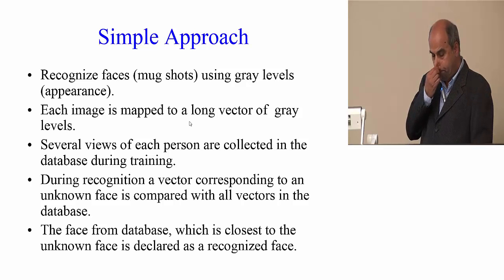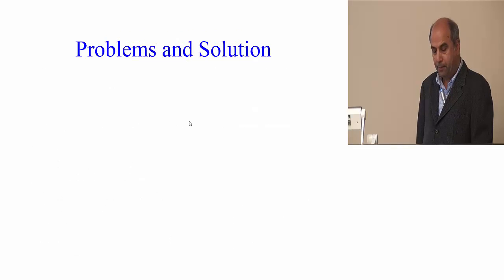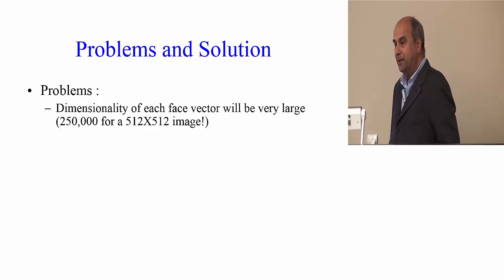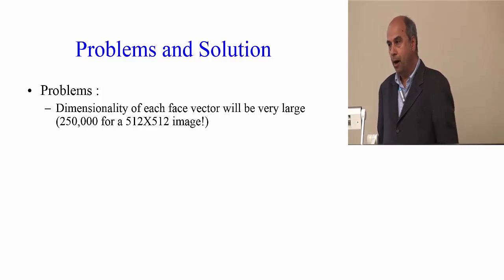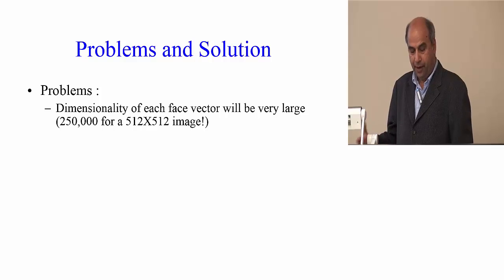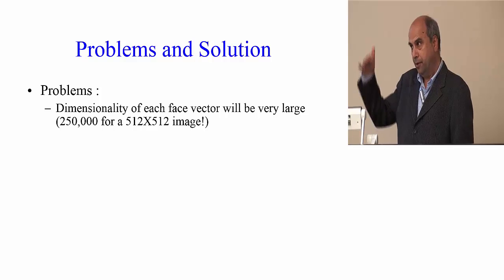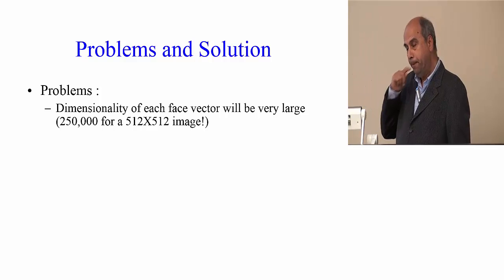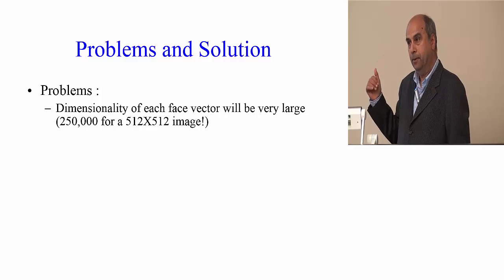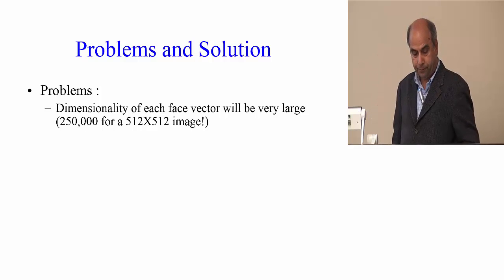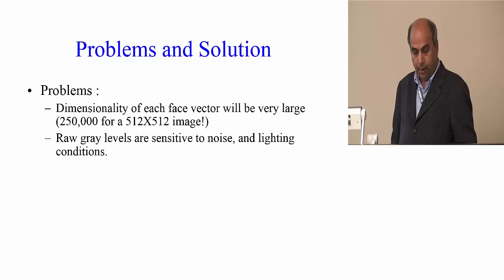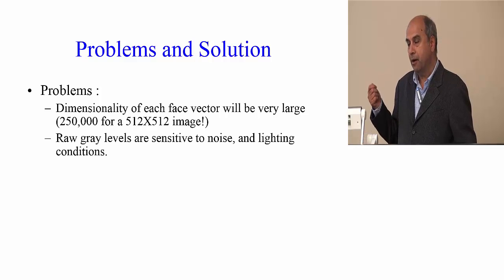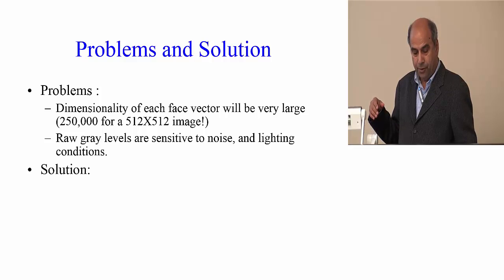The simple approach has problems. One is that these images tend to be very large. Even if you have a 512 by 512 image, you have 250,000 pixels, and you have many views of each person, then many people, then you compare, it will take a lot of time. Also, when you use this raw gray level, there's noise, there are lighting problems and so on.